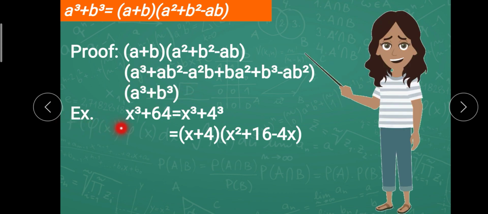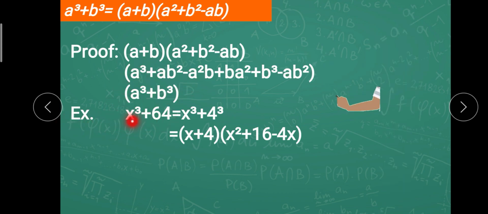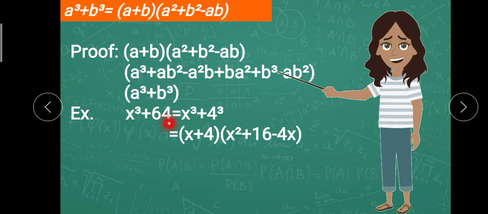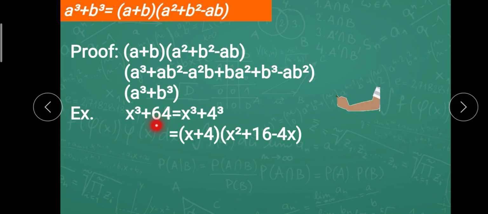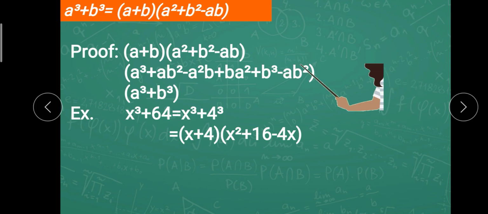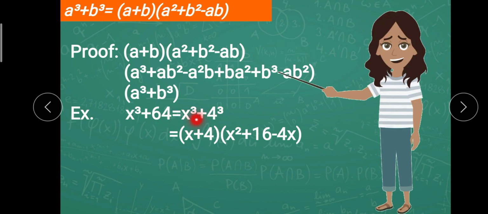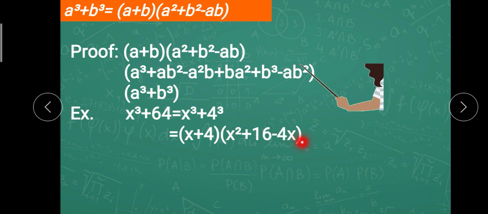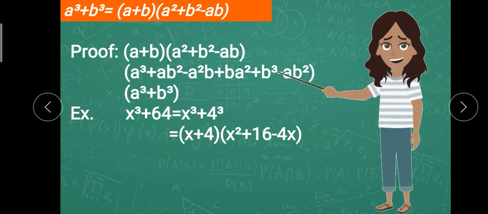Now let us take an example. We have x cube plus 64. So x cube plus 64, you know 64 is written as 4 cube, because 4 times 4 times 4 is 64. So you can write 64 as 4 cube. So we have x cube plus 4 cube. So now use the identity, a cube plus b cube as a plus b. So here a is x and b is your 4. So x plus 4 times a square means x square plus b square means 4 square, which is 16, minus ab, which is 4x. So I think you understand the identity.